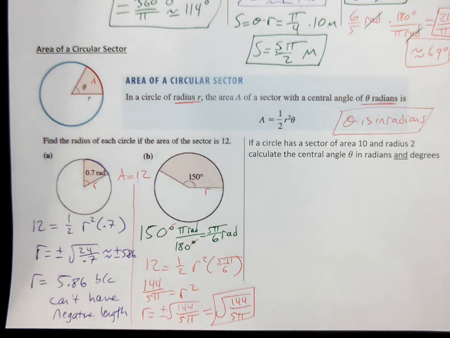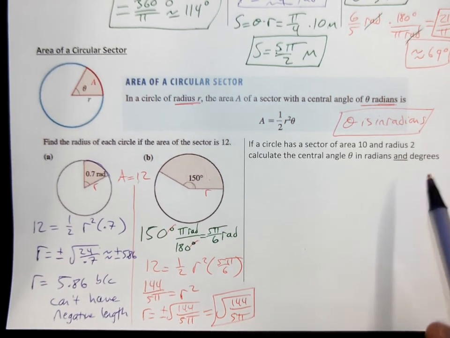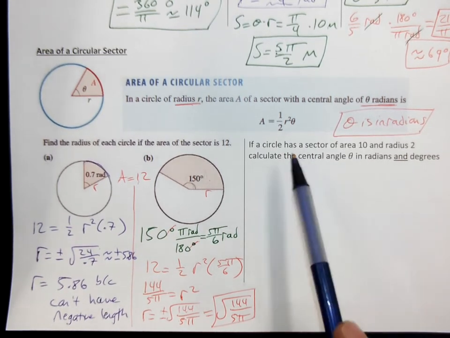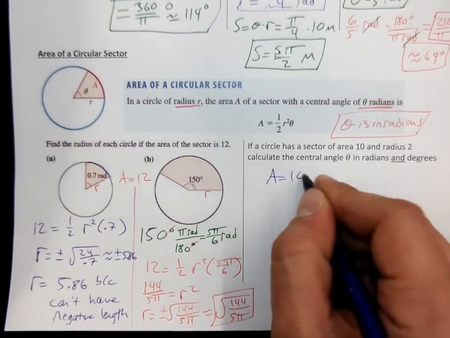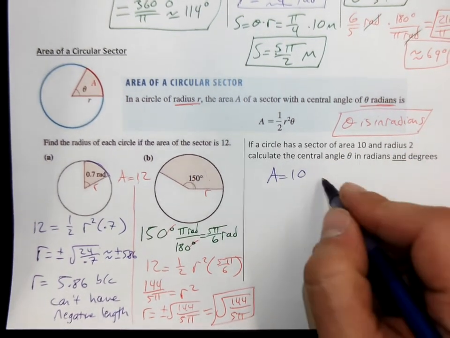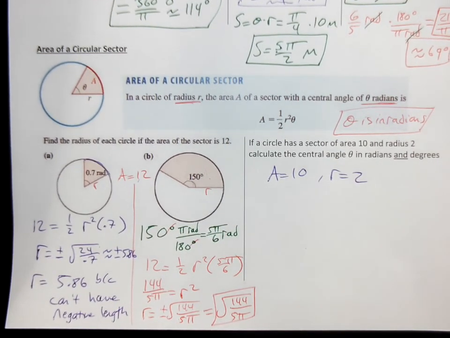Give the last one a go, unless there's a question about that one. Last one's very similar, and you're going to get to convert from degrees and radians again. You're just not given a picture. So we have an area of 10, so we were given A equals 10, and we're given that the radius is 2. And so plug it into the formula, find one, convert it to the other.